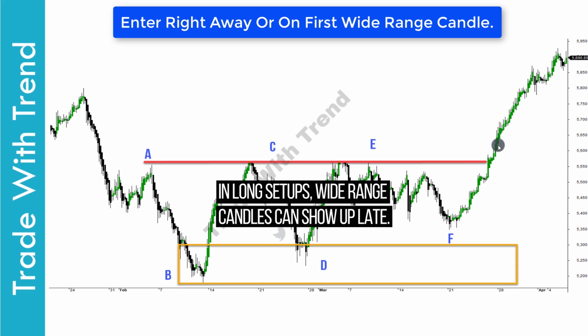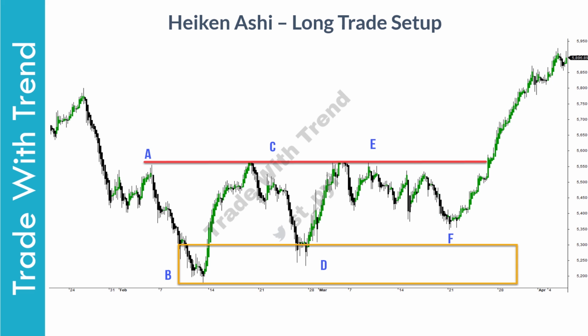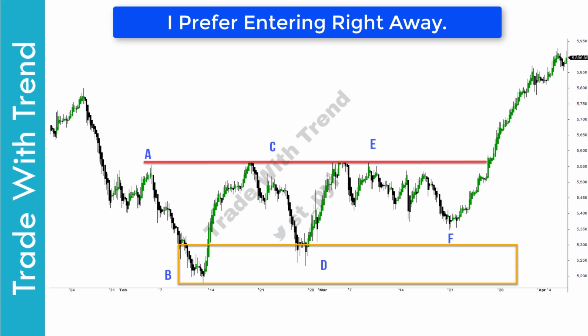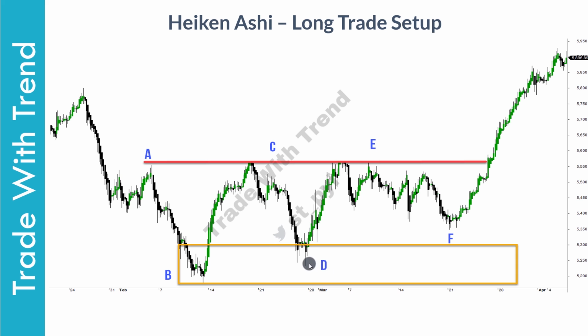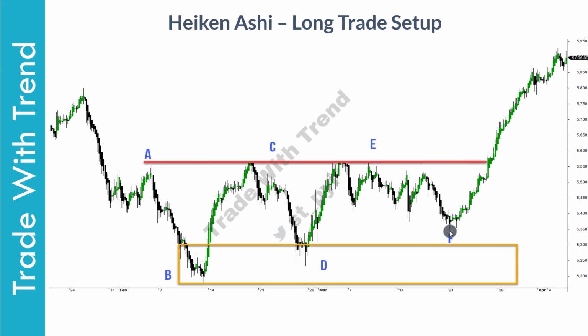In case you have missed those videos, links to those videos would come up at the top right end of your screen. In this particular chart, wide range Ikenishi candles showed up in this particular region and this should be your entry point. Stop loss for this trade depends on the risk appetite of a trader, but when it comes to me, I prefer keeping a stop at point D for any long trade that I take in this region. Now, if you're a conservative trader, then you can also place a stop in this region at point F.